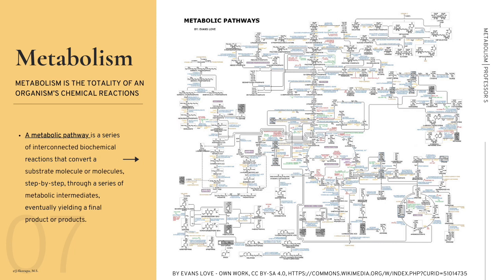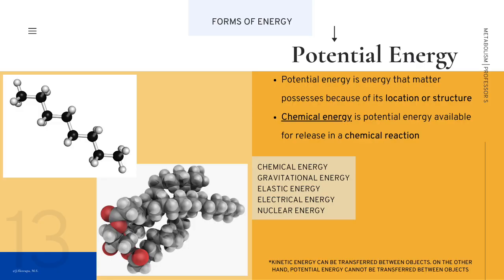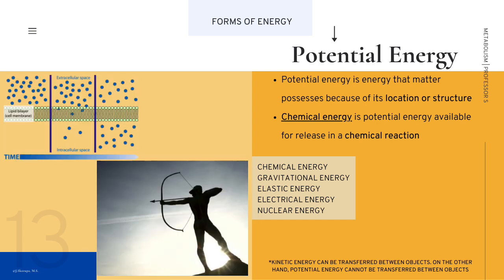So back to our metabolic map, these pathways are releasing chemical energy stored within these molecules so that it can be harnessed to do work and keep us alive. Here are other examples of chemical energy. An octane molecule used in car fuel and triglyceride used as fuel in our own bodies.